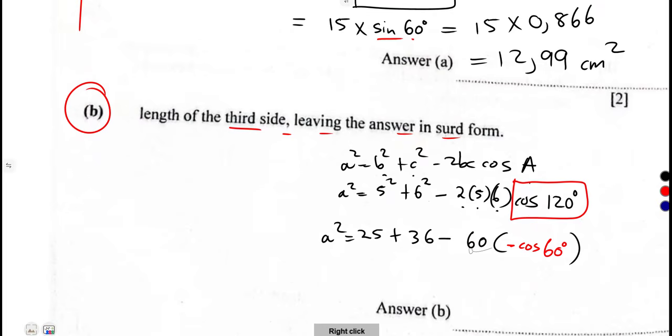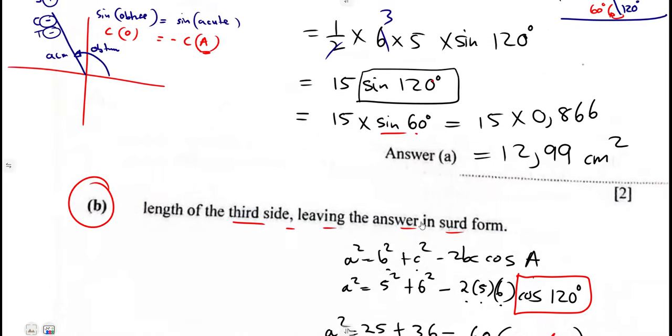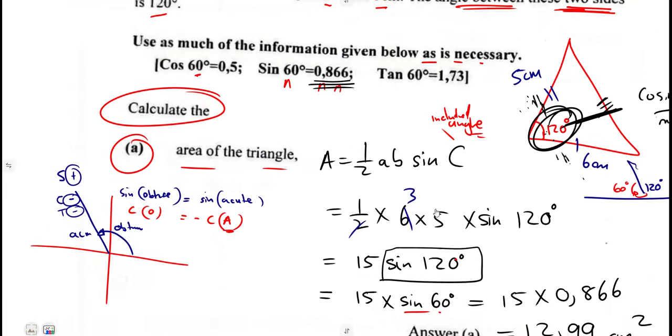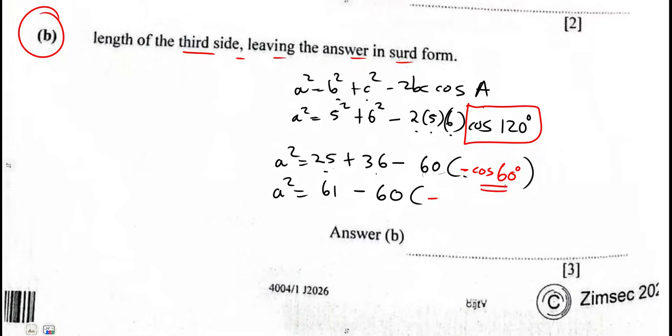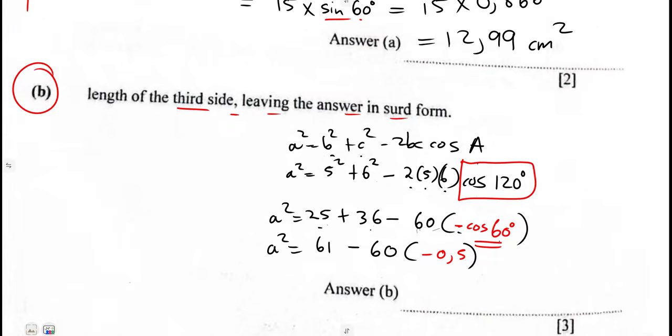A squared, simplify what you can simplify. A squared, 25 plus 36, that is 61, minus 60 times negative cos 60. The cos of 60 degrees is what? 0.5. So that's negative 0.5, like that. So you can simply evaluate that.